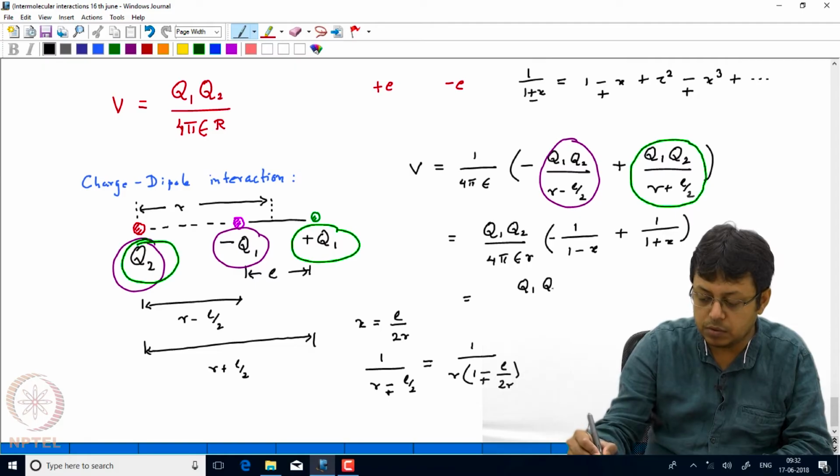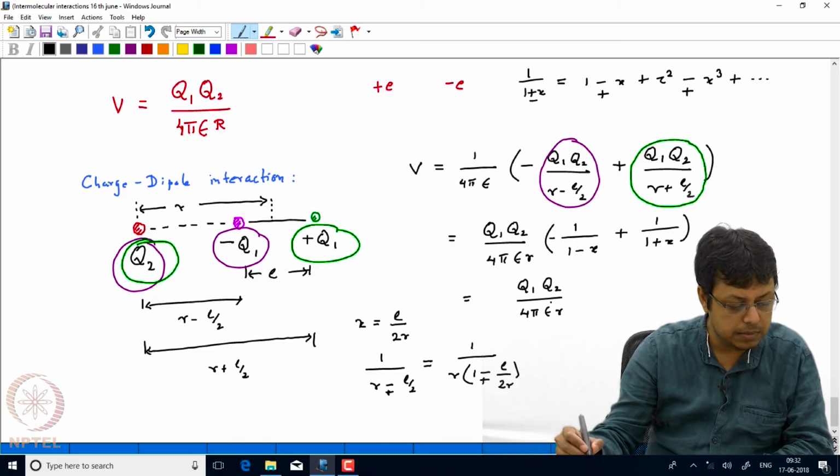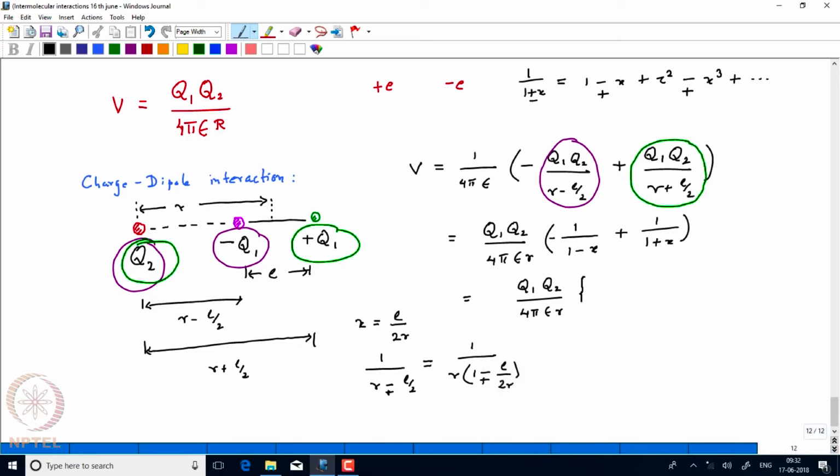I will have Q1 Q2 by 4 pi epsilon r times, let us look carefully, I will have a minus sign here, and the first term is 1 by 1 minus x. So, I will have 1 plus x plus x square plus x cube, that way it is a series, and then the second term is 1 by 1 plus x. So, I will have 1 minus x plus x square minus x cube, and so on. This is also another series.